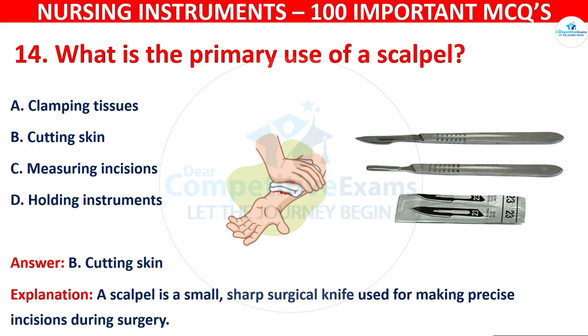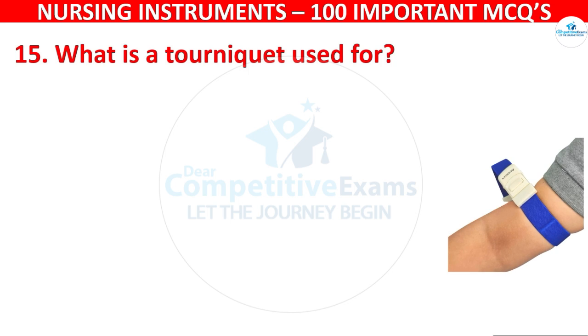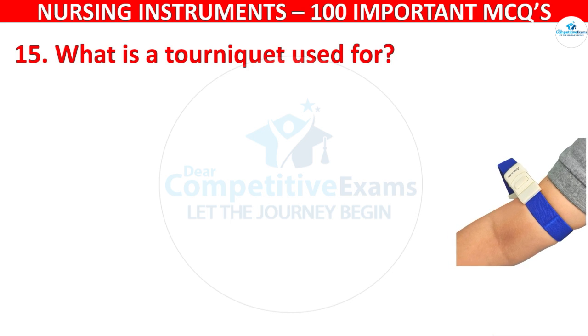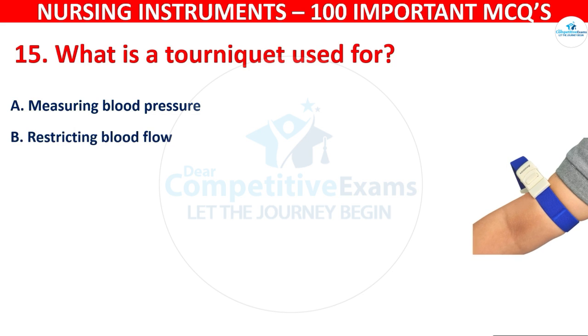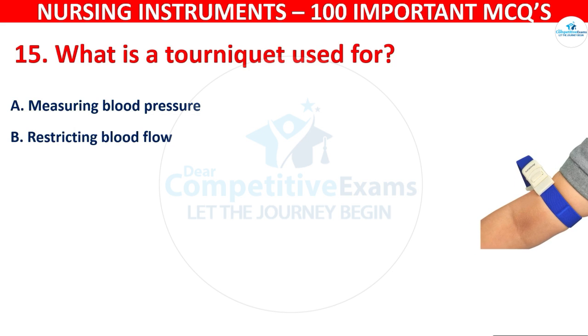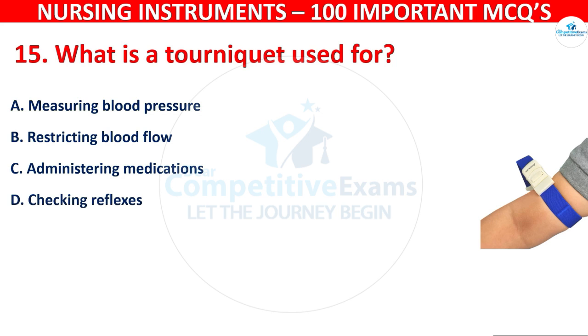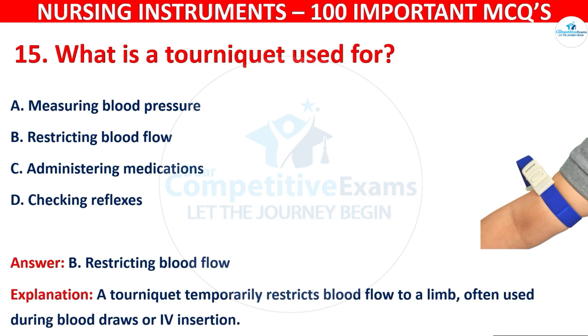Question number 15. What is a tourniquet used for? Your options are measuring blood pressure, restricting blood flow, administering medications, or checking reflexes. The correct answer is B, that is restricting blood flow. A tourniquet temporarily restricts blood flow to a limb, often used during blood draws or IV insertion.